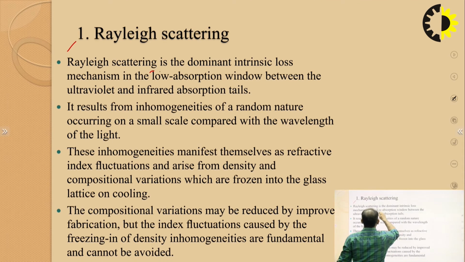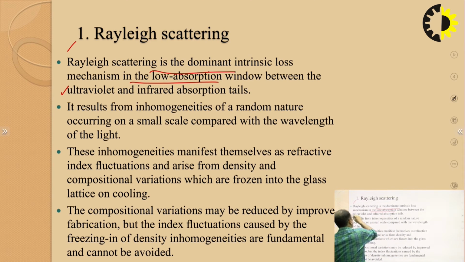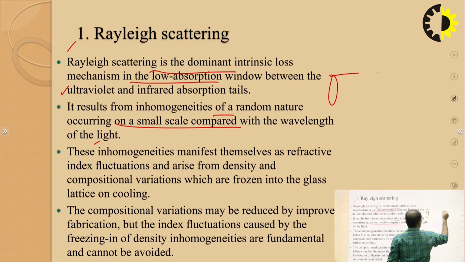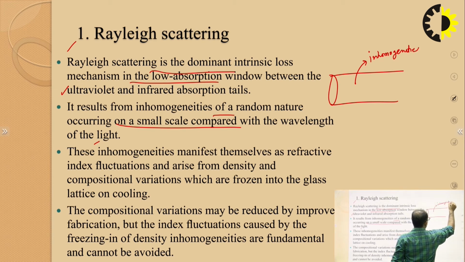dominant intrinsic loss mechanism in the low absorption window between the ultraviolet and the infrared region. It results from inhomogeneities of a random nature occurring on a small scale compared to the wavelength of the light. Let's say this is an optical fiber cable and this one is the inhomogeneity present inside the optical fiber cable. This is an inhomogeneity, or you can say a particle.